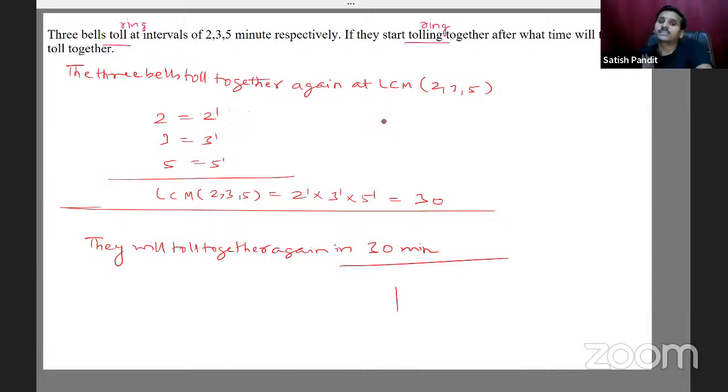Suppose LCM was coming out to be 180. See, 180 minutes is 3 hours. So if you started at 10 o'clock, at 1 o'clock they will ring again. Yes or no, everyone?